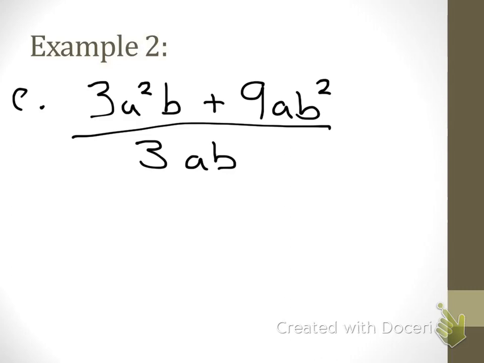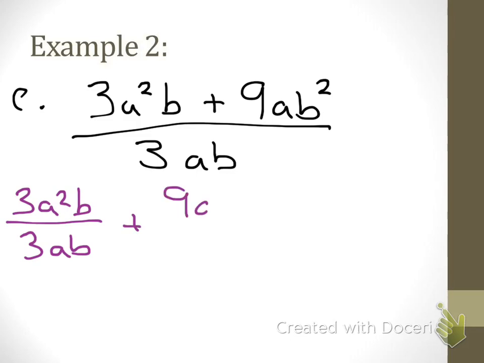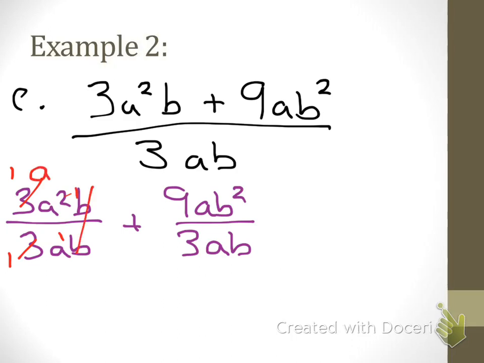All right, so you would first separate the fractions. You would have 3a squared b divided by 3ab plus 9ab squared divided by 3ab. All right, so now you go through and you reduce. 3's cancel down to 1's. Your a squared over a to the 1st, that's like 2 minus 1, which is just a. And your b's cancel. So all you're left with in the first fraction is just a.